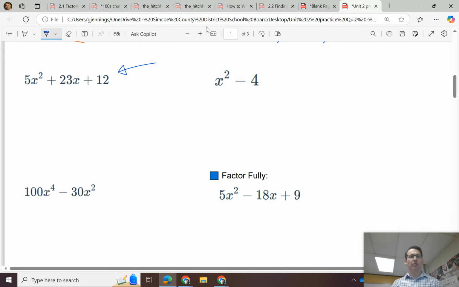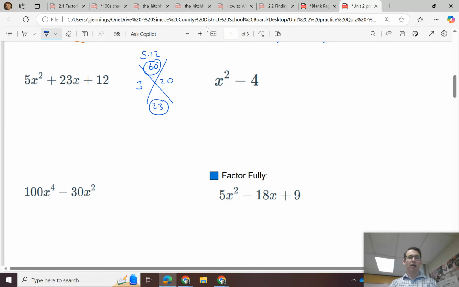So with these, we have no common factor. 23 is prime. 5 is prime. 12 is not prime, but it doesn't contain factors 5 nor 23, so we don't have a common factor here. So we play a special x game where we're multiplying to 5 times 12 and adding to 23. 5 times 12 is 60. 23 is 23. I happen to know that 3 times 20 will give me 60 and add to 23.